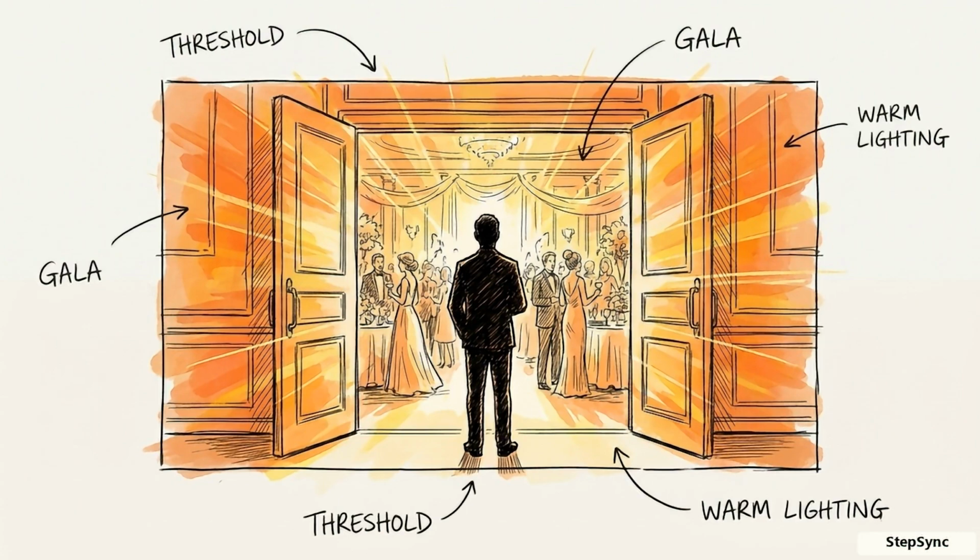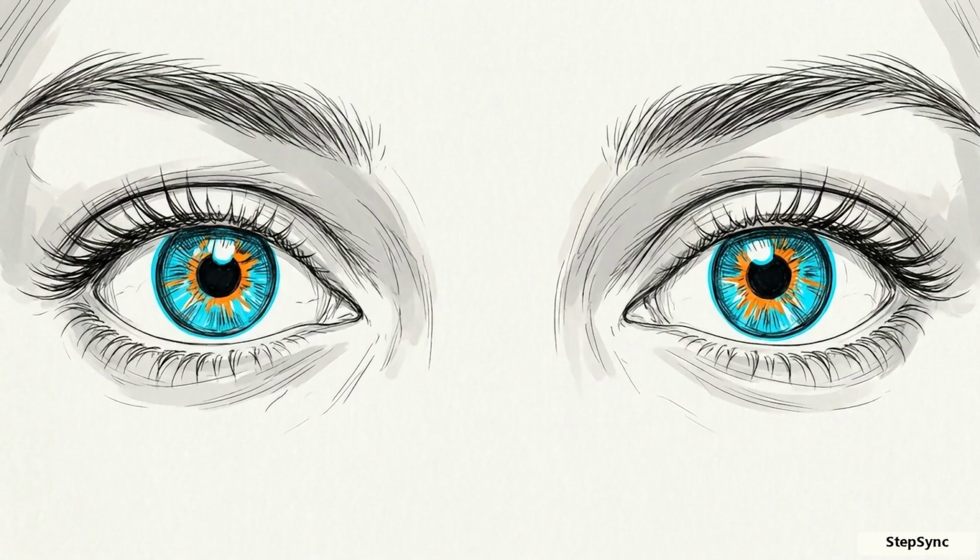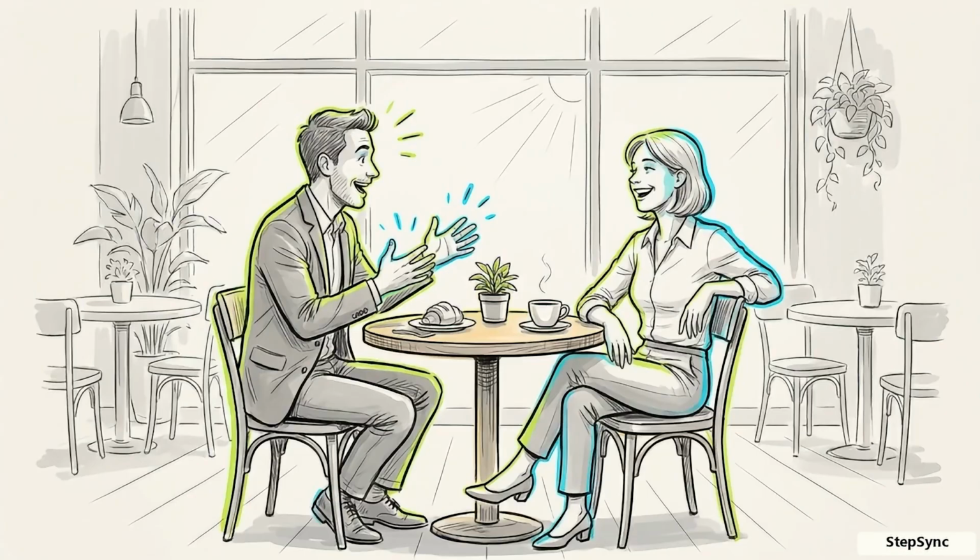Treating name recall as a repeatable skill changes how you navigate a room. It gives you the ability to make others feel seen, and that payoff follows you into every interaction you have.